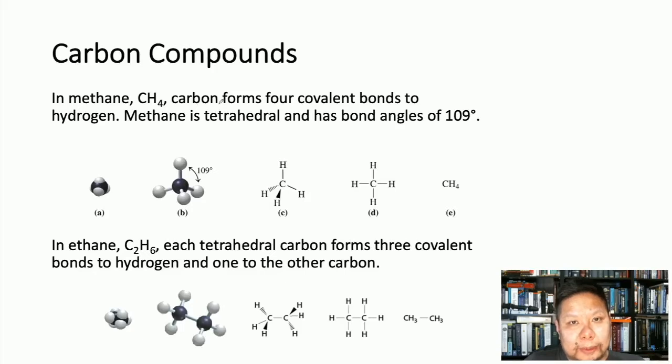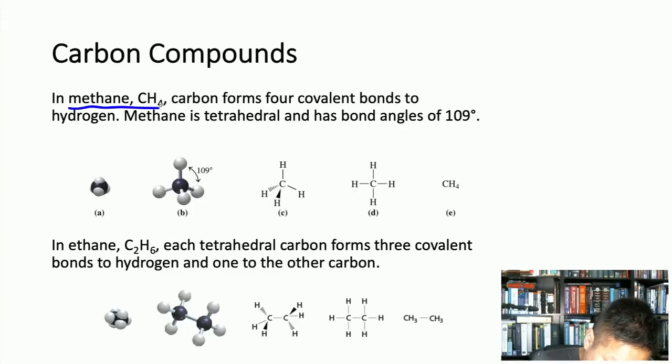So now a little bit about the geometries of carbon compounds. We're using methane as our example again, right? It's got carbon in the center and 4 covalent bonds to 4 different hydrogens around it, right? That makes methane a tetrahedral geometry with bond angles of 109 degrees.